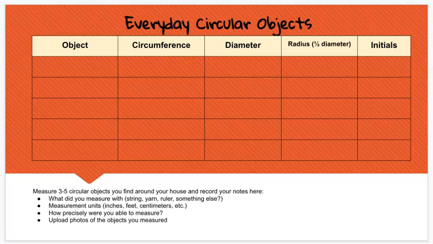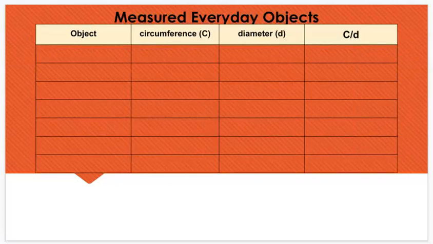Think about what units you're measuring in. Normally we measure in metric units. So trying to measure in metric units is a good idea. It's also a little bit easier so you don't have to deal with fractions. You can leave them in decimals. Think about how precisely you're able to measure. Record all of this information in the chart, and you can even take pictures of the items.